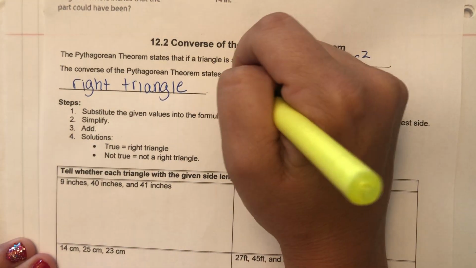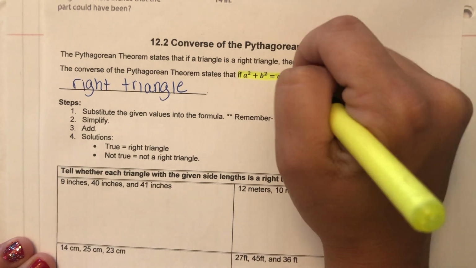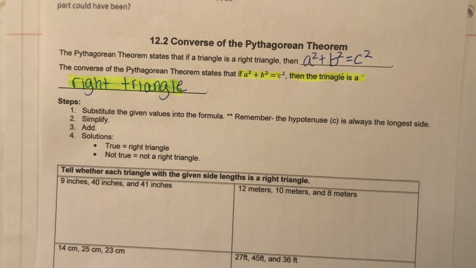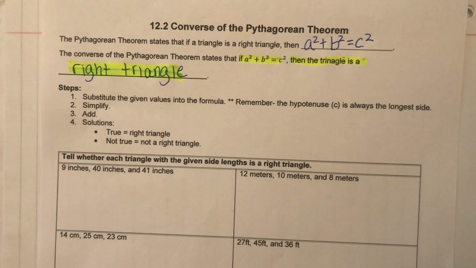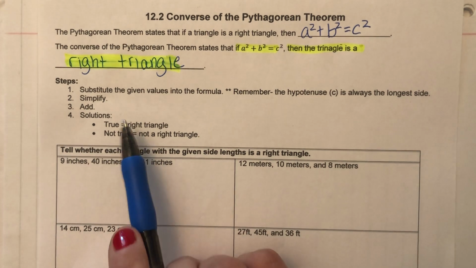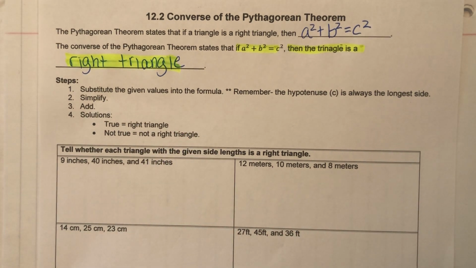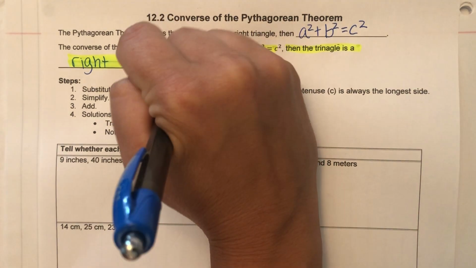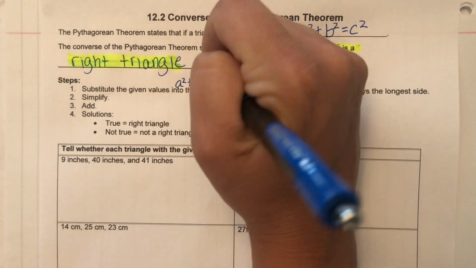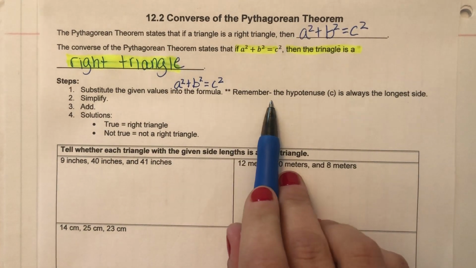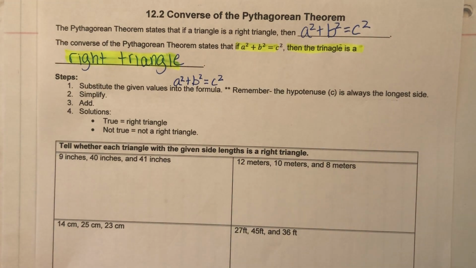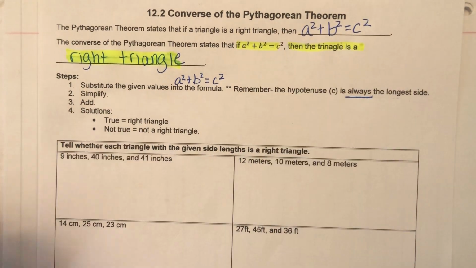So if this is true, then it's a right triangle. There's a couple steps that we're going to use for figuring out if the side lengths make up a right triangle. First, we need to substitute those values into our formula. Again, that formula is A squared plus B squared equals C squared. Important reminder, the hypotenuse, so our C, is always the longest side. Very important we remember that.